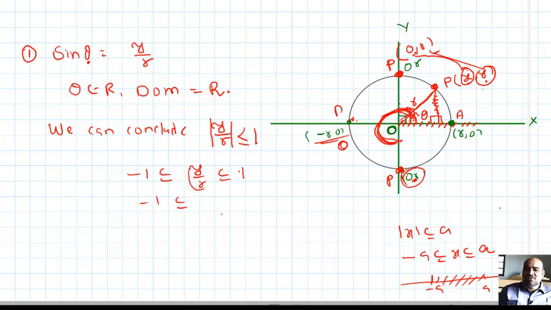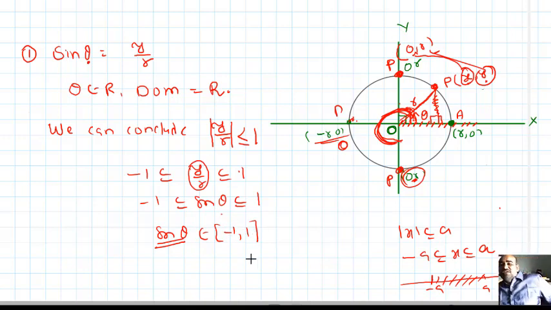Minus 1 lesser than or equal to y by r means sin theta, no? Sin theta lesser than or equal to 1. The meaning is that sin theta lies between minus 1 and 1, equal to 1 and equal to minus 1. In other words, sin theta belongs to closed minus 1 to 1. Sin theta means output, no? Output is minus 1 to 1. Range is minus 1 to 1. Domain is all real numbers. This is the domain and range of the sin function.